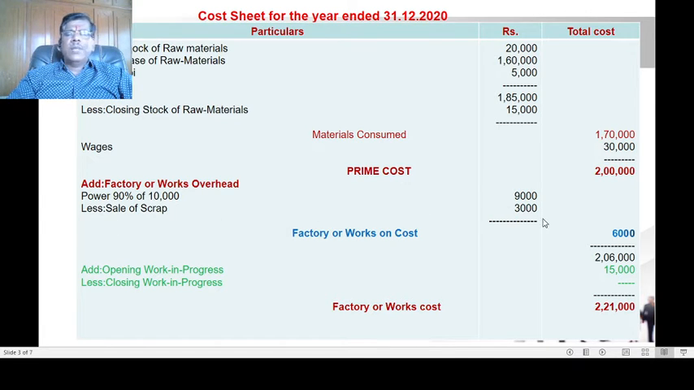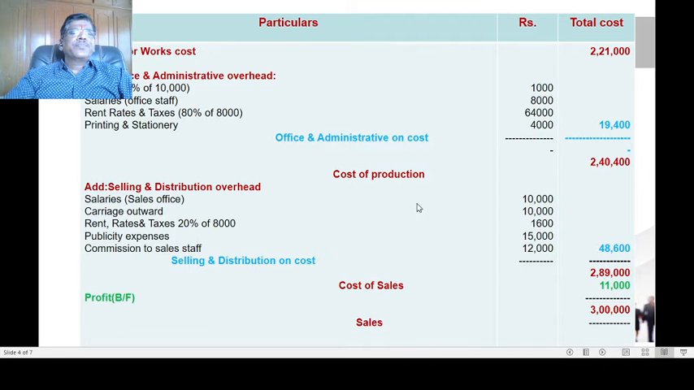Less sale of scrap, you have to deduct it from this factory or works cost, that is sale of scrap 3,000, as given in the problem. You deduct it from this 9,000 and you will get 6,000. That is factory or works on cost, 6,000. Then 2 lakhs plus 6,000, you will get 2 lakh 6,000. Then add work in progress. Add opening work in progress 15,000; closing work in progress is not given. Then 2 lakh 6,000 plus 15,000, you will get 2 lakhs 21,000. Here the factory or works cost is 2 lakhs 21,000.